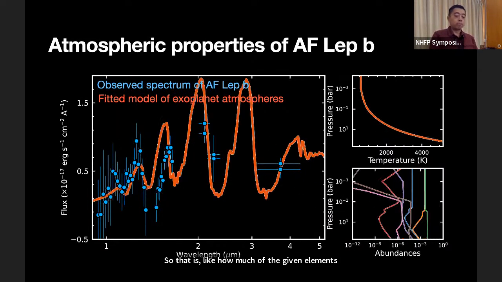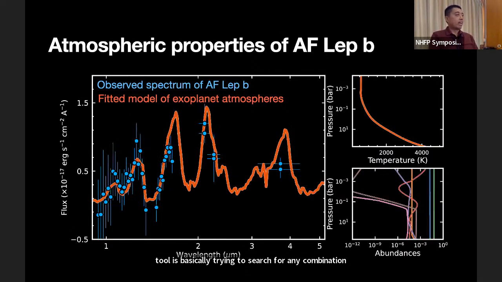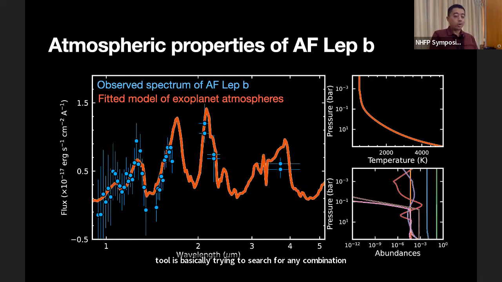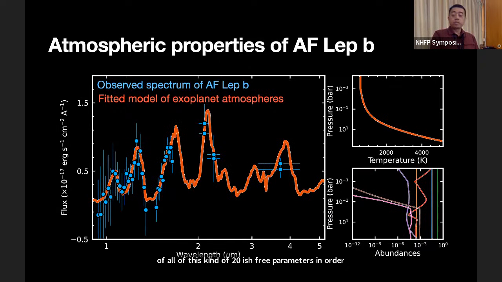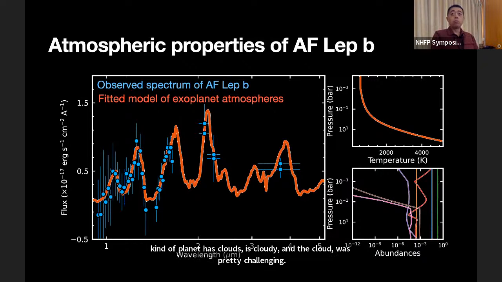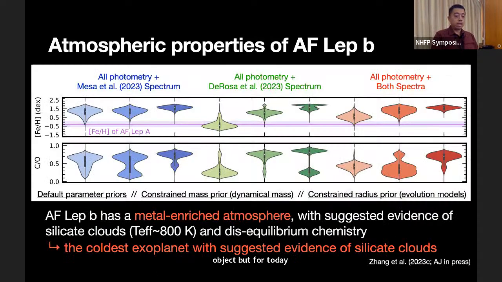And then the retrieval is basically trying to search for any combination of these 20-ish free parameters in order to fit the data in the Bayesian framework. It's like the red one, which is the best fit. This kind of planet has clouds, it's cloudy, and cloudy retrieval is pretty challenging. But in our recent work, we developed a new retrieval approach, which can help us deal with this cloudy object. But for today, I will just skip the technical details.